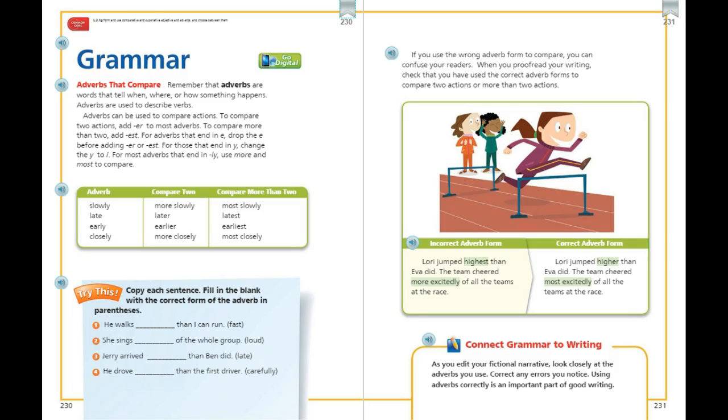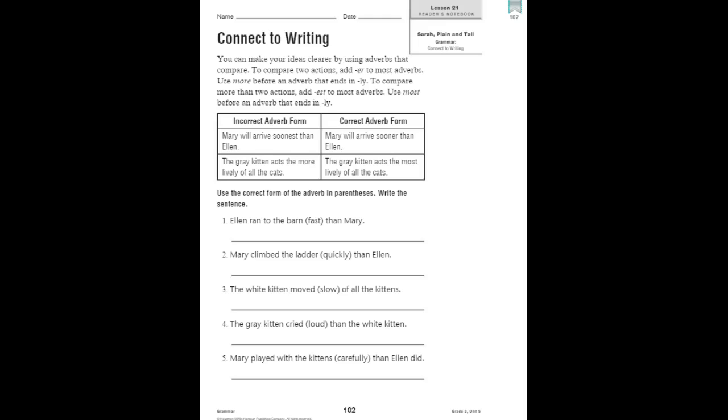Now it's going to be your turn, and we're going to go to your reader's notebook. This Connect to Writing is found on page 102. It says you can make your ideas clearer by using adverbs that compare. To compare two actions, add er to most adverbs. Use more before an adverb that ends in ly. Now to compare more than two actions, superlative adverbs, add est to most adverbs. Use most before an adverb that ends in ly.